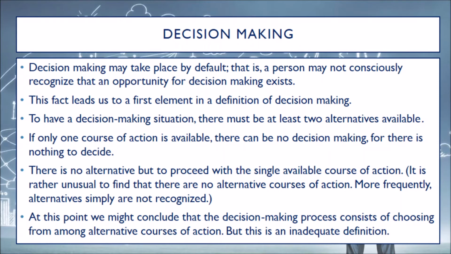To have a decision making situation, there must be at least two alternatives available. If only one course of action is available, then there can be no decision making, for there is nothing to decide. There is no alternative but to proceed with the single available course of action. At this point, we might conclude that the decision-making process consists of choosing from among alternative courses of action. But this is an inadequate definition.